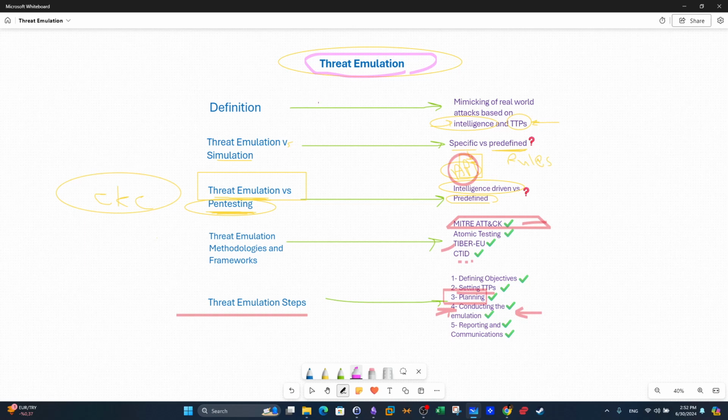On the agenda, we have the definition, the comparison between threat simulation and emulation, the comparison between emulation and pen testing, the frameworks of threat emulation, and lastly, the steps we're going to take. And as always, in addition to that, we're going to discuss a practical scenario.